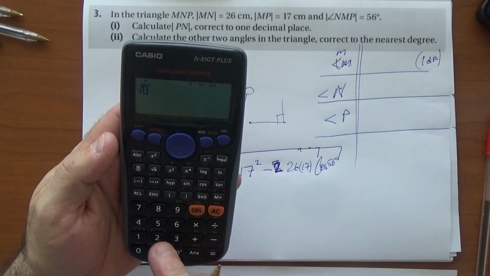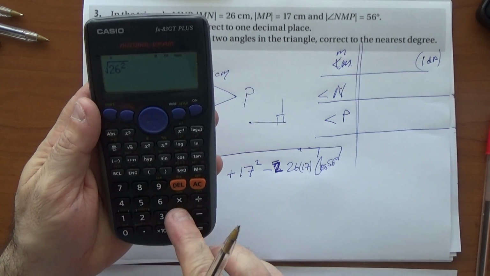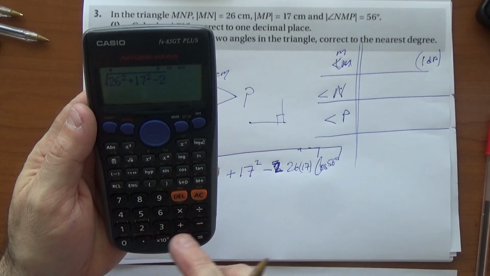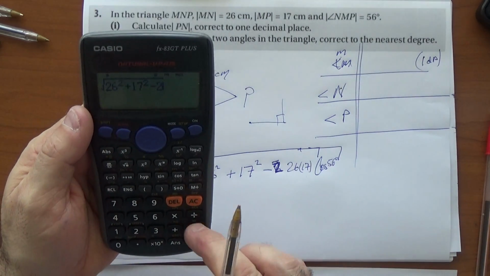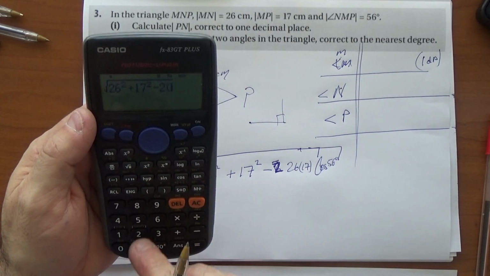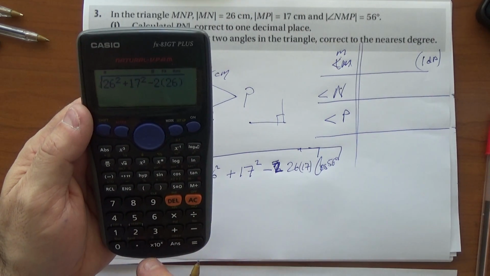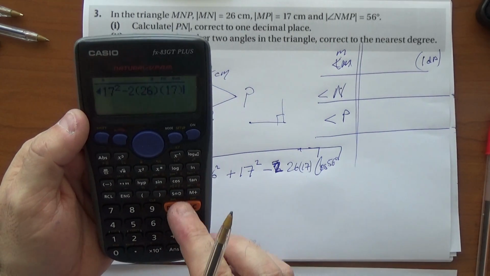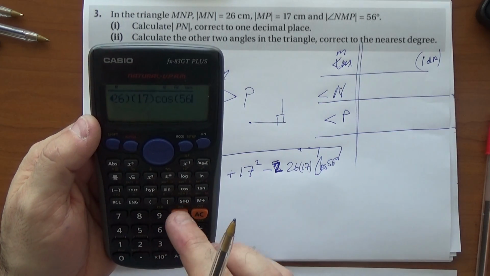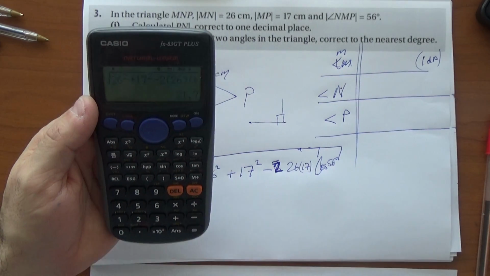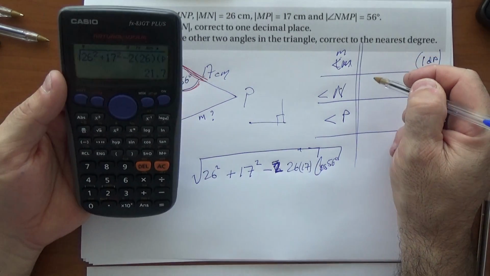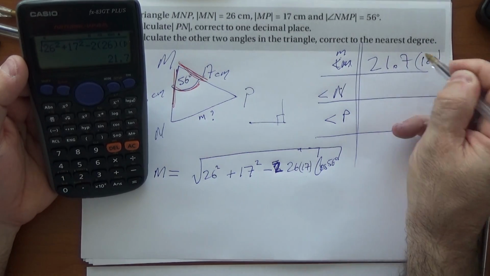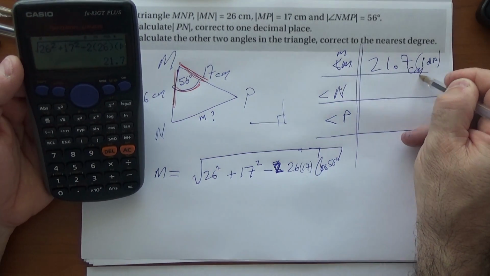Square root of 26 squared plus 17 squared minus 2. Okay, I can handle the 2 17s. Well, let's just say I can't. Let's just go with a whole load of brackets this time. We'll try and assess, is it really worth all that effort putting them in? Probably not, but anyway, it's done now. Cos 56 degrees, close your argument sign, and we're good to go. So this is equal to length m, and it's 21.7 centimeters.